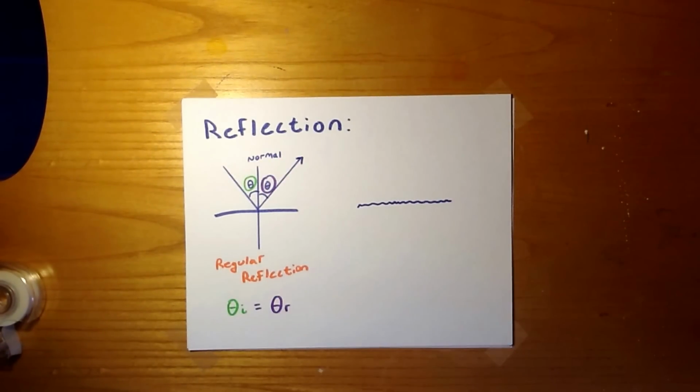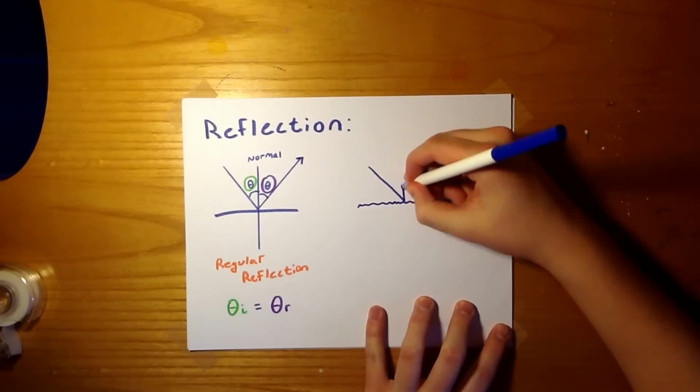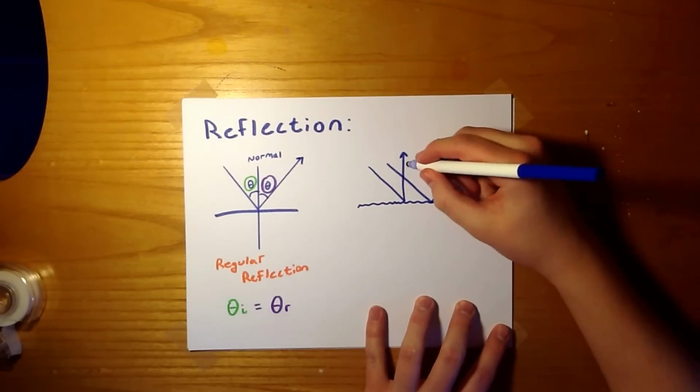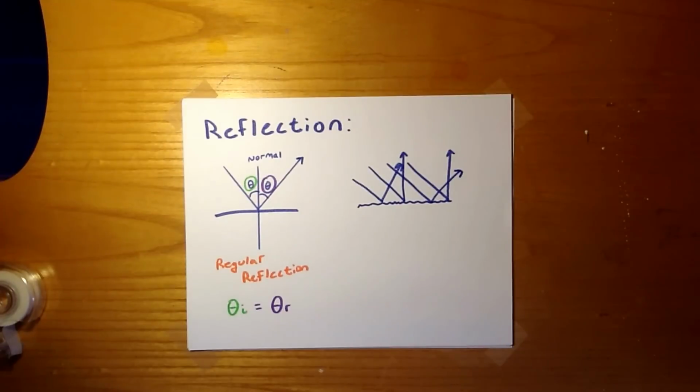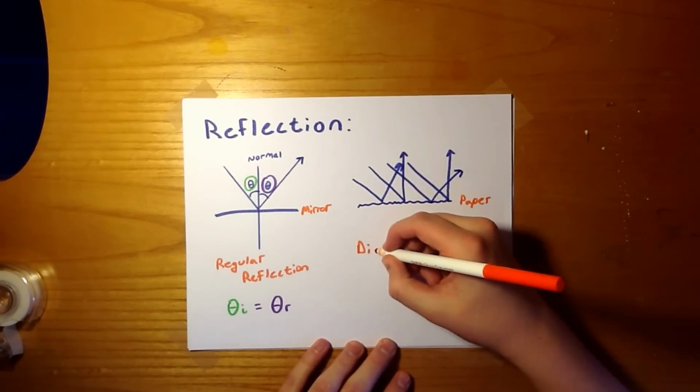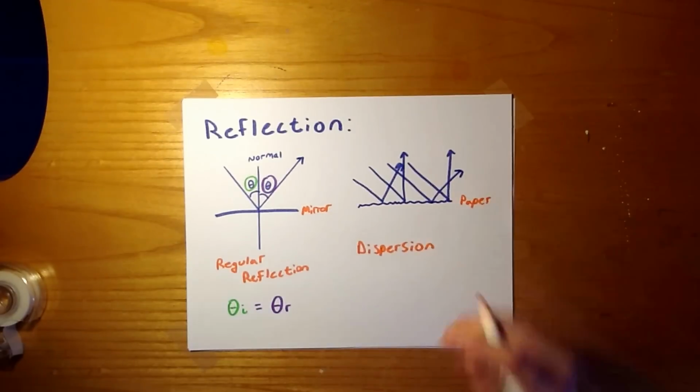The next kind of reflection is called dispersion. Basically, when light hits a surface such as paper, where it's not as smooth as a mirror and it's pretty rough, it bounces off in all different directions. There's no set angle that it will bounce off at. Now, on the surface, paper might look very flat and smooth, but at the microscopic level, it's very rough. Again, this is called dispersion.